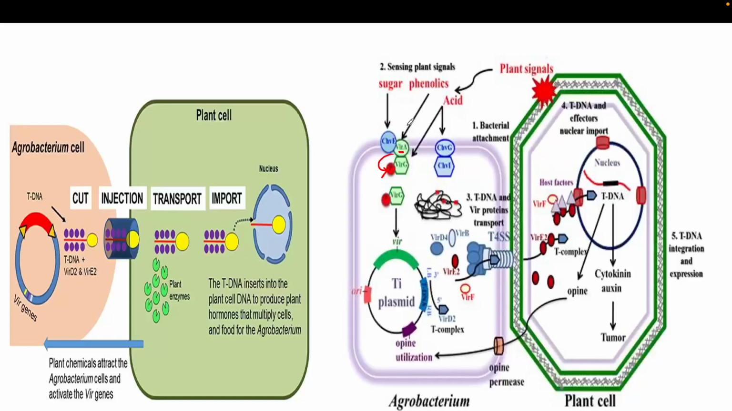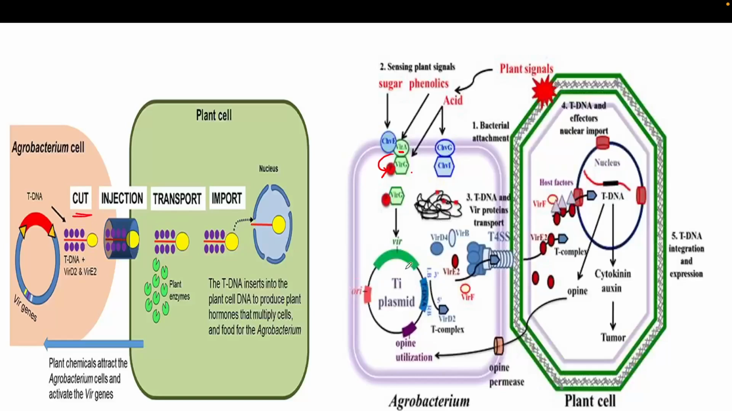So first, in the membrane region there are two virulence genes, one is virulence gene A and another is virulence gene G. The phenolic compound secreted by the infected plant is sensed by virulence gene A. Once virulence gene A is activated, it will activate virulence gene G, and this virulence G will go to the downstream part and activate the other virulence genes which are present in the Ti plasmid.